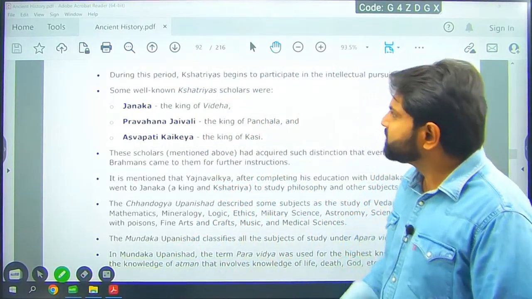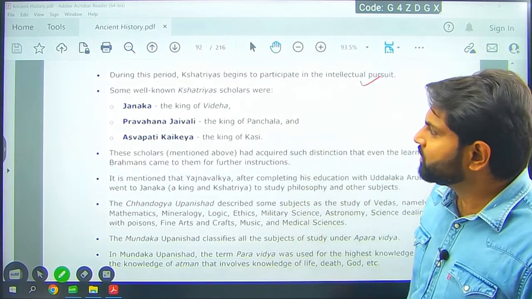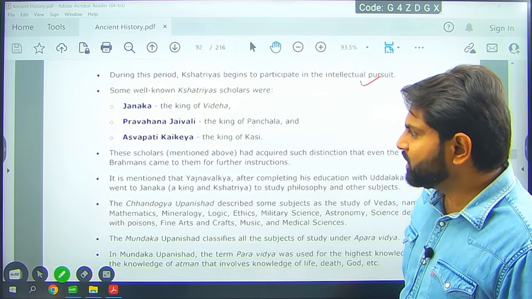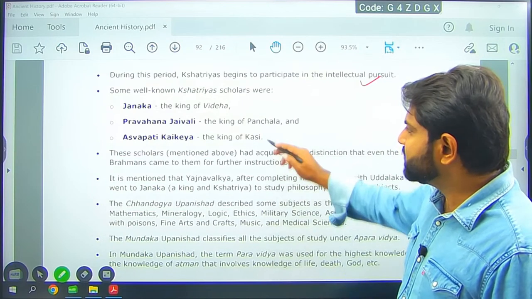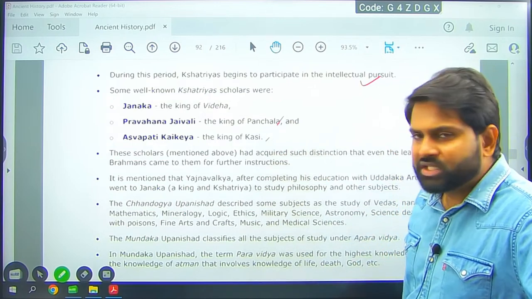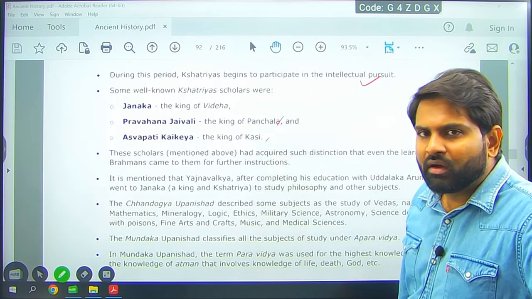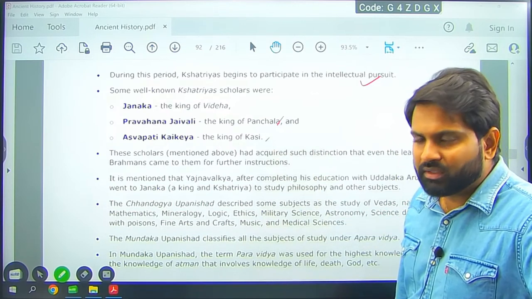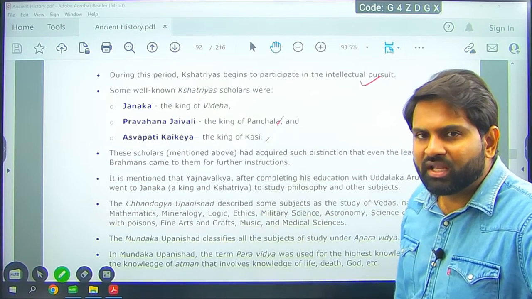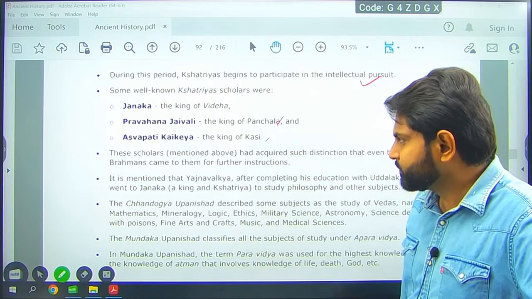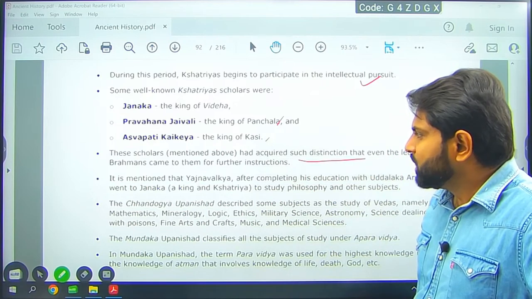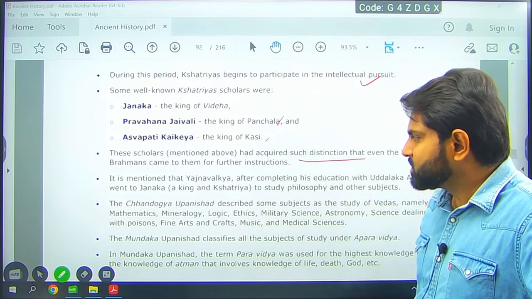During this period Kshatriyas began to participate in intellectual pursuit. Most of the scholars like Janaka, Pravahana Jaivali, Ashwapati Kaikeya of Kasi and Panchala are all in the quest of intelligence. So that is where scholars were given quote by these people. Buddha, like Chandragupta Maurya, everyone encourages this intellectual quest. These scholars acquired a distinction of learned Brahmins and came to them for further instructions.